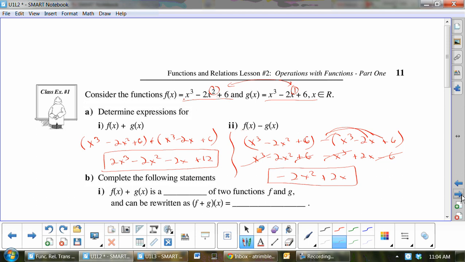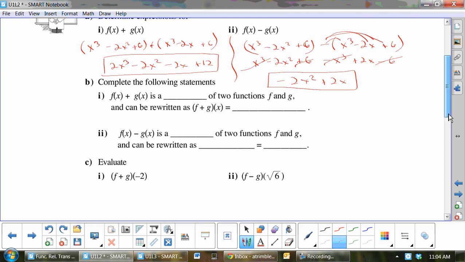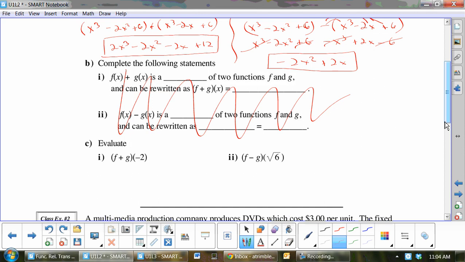Okay. Now, don't worry about this. Now, evaluate this if f plus g is negative 2, or f of g of x is negative 2. So all you do is you substitute negative 2 into where you had an x before. Now always substitute in brackets or you will get this one wrong too.